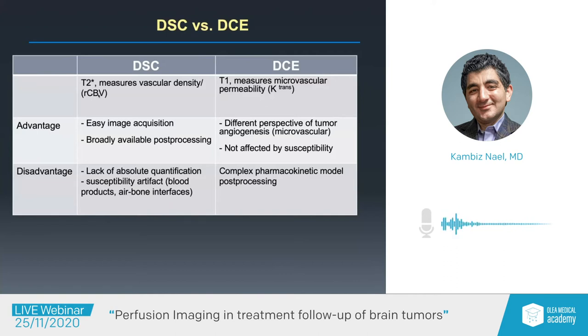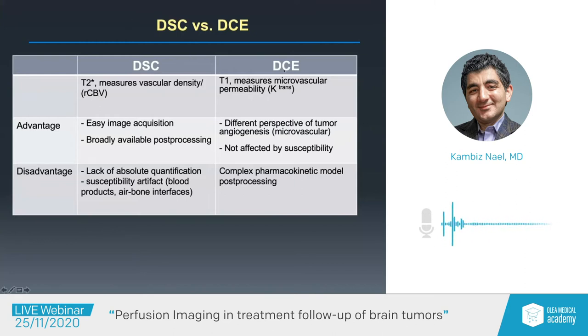Advantages of DSC include easy image acquisition. It's relatively fast, about 90 seconds, the entire acquisition time, and it's broadly available post-processing, so appealing. Disadvantages include lack of absolute quantification, so it's relative, and also it is prone to susceptibility artifact, as it is a T2 star rated technique. So if you have blood products or you're close to the air-bone interface, it can cause some artifact.